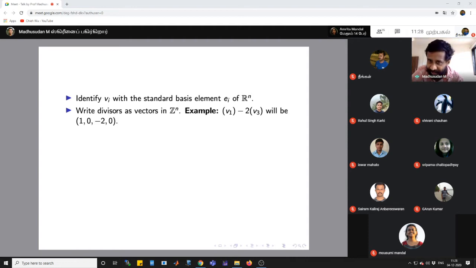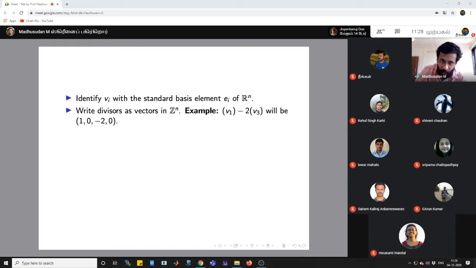It will be exactly this, as I've claimed here. So it's 1, 0, minus 2, 0. Because the coefficient of V1 is 1, the first entry is 1, and the coefficient of V3 is minus 2, so there is a minus 2 in the third entry and 0 in the other entries, because the other vertices don't appear in the divisor, so they have coefficient 0. So this is all I mean.